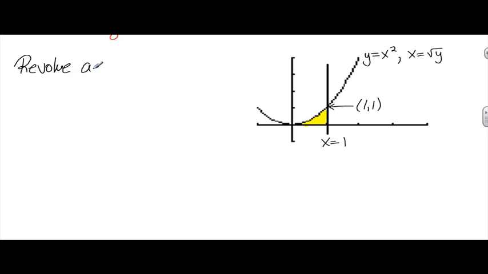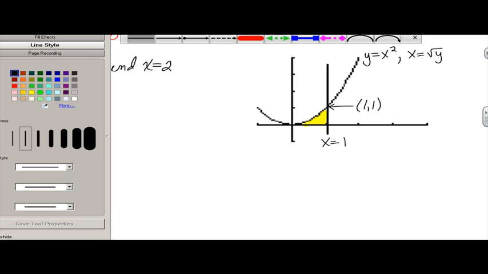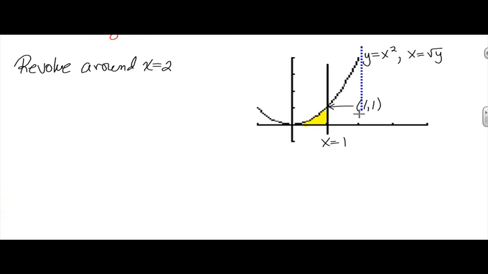So let me draw my axis of revolution. And I'm going to label that so I remember what it is. To create a shell, we need to do a vertical slice. Okay, pretend that's vertical. Let me try again. Better. We're going to need radius, height, thickness.